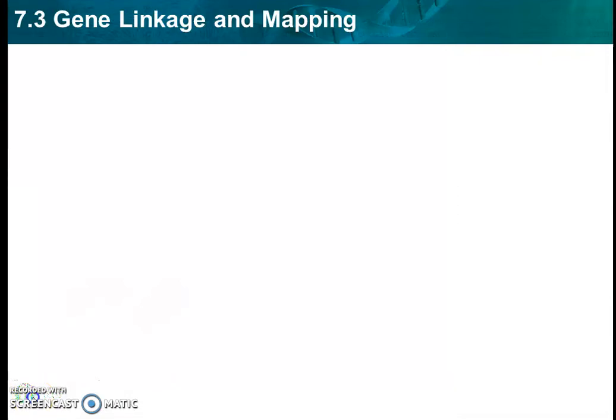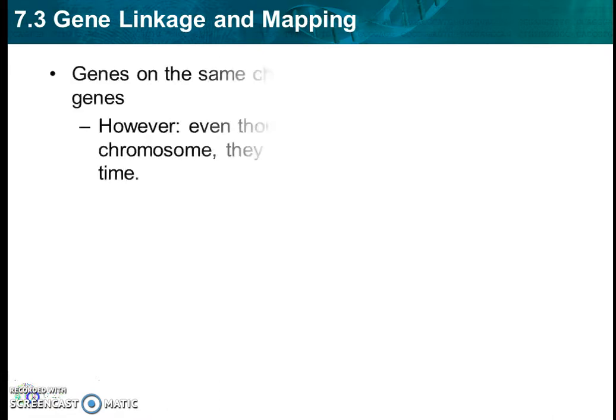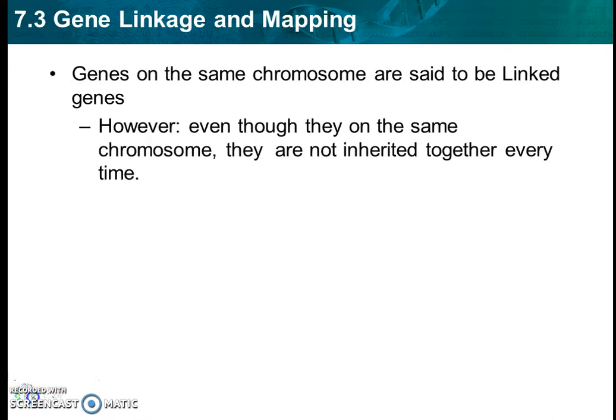Okay, so today we're going to pick up from where we left off yesterday. We're talking about linked genes, different genes that are on the same chromosome. During meiosis, when the homologous chromosomes separate, whatever genes happen to be on that particular chromosome all travel together. Okay. However, there are some exceptions to that rule.